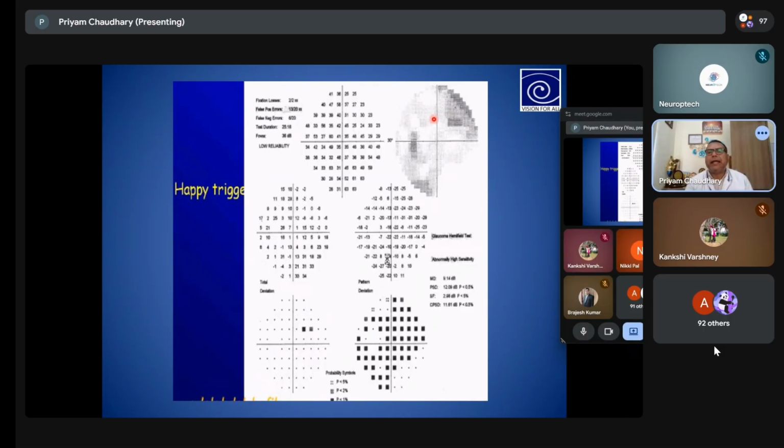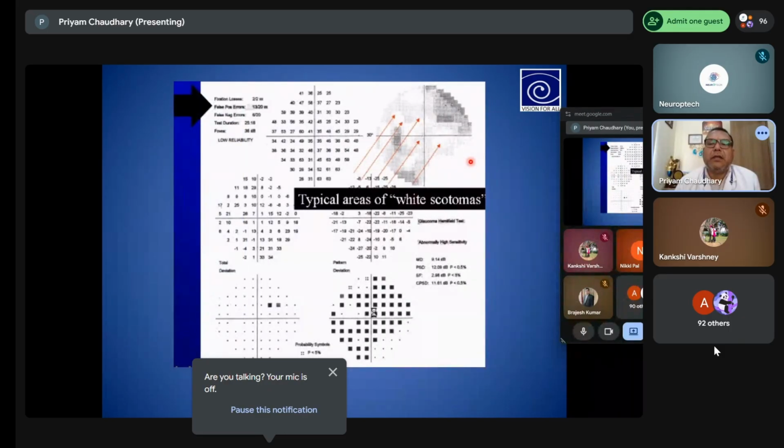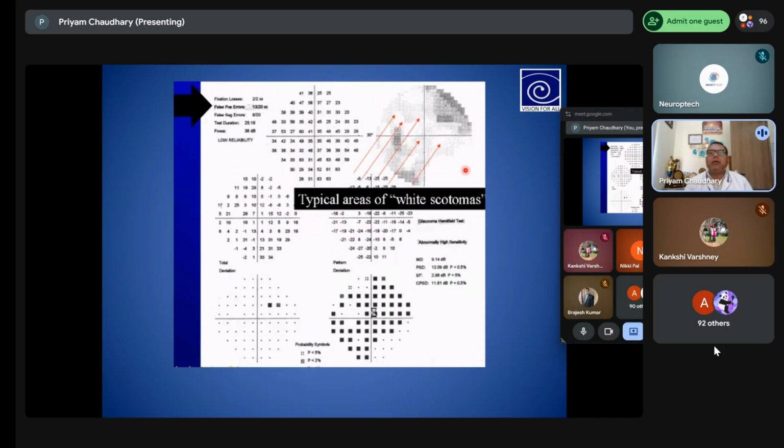This is the trigger happy patient. So they are not seeing any stimulus but pressing the button continuously. So we get a sensitivity of 58, 47. So you get the white scotoma here. The typical area of white scotoma looks like this.